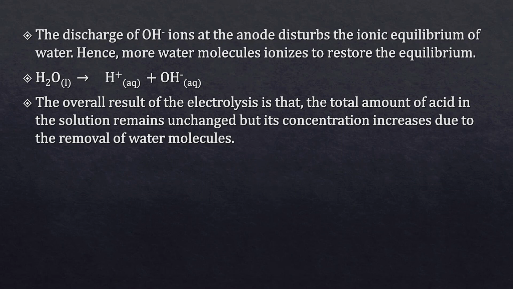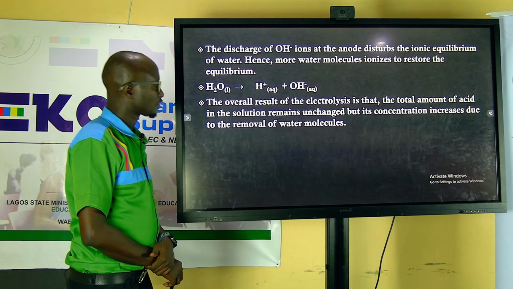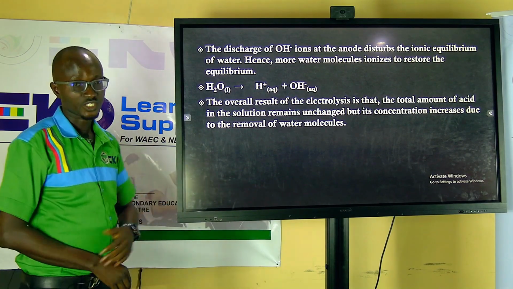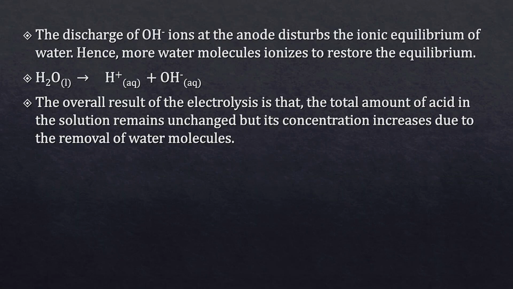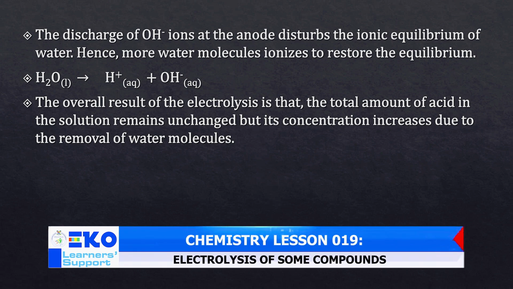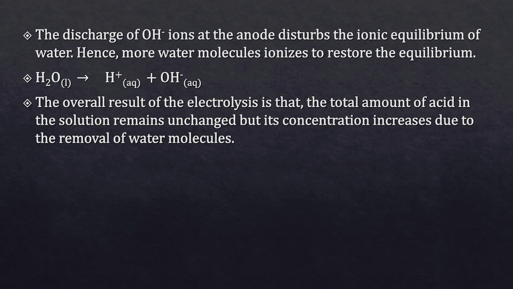The discharge of OH minus at the anode disturbs the ionic equilibrium of water, hence more water molecules ionize to restore the equilibrium. So what are they saying here? When OH minus is discharged, water must dissociate again to replace the lost OH minus that has been discharged. That's why more water molecules ionize.